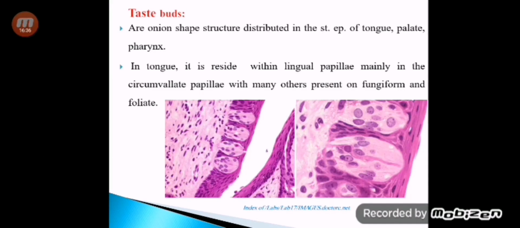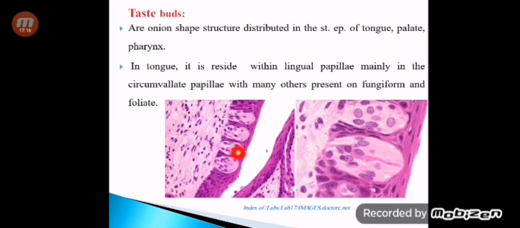Taste buds are onion-shaped structures distributed in the stratified epithelium of the tongue, palate, and pharynx. This means that taste buds are present in the lining epithelium of the mouth, in the cheeks, the palate, and the tongue. In the tongue they reside within the lingual papillae that we talked about, the four types. Mainly where? Mainly in the circumvallate papillae, on the lateral side of circumvallate papillae, and others may be present on the apical surface of fungiform papillae, and on the lateral side of the foliate papillae.